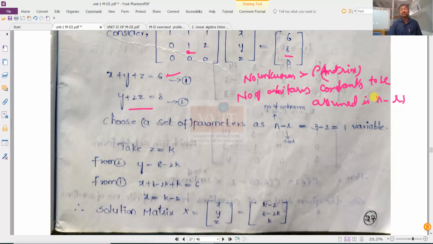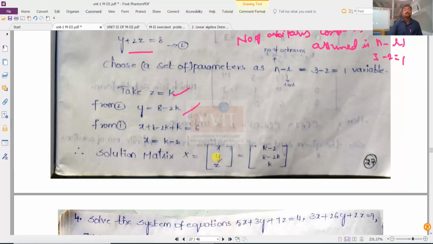So here the number of variables is 3, and the rank r is 2, so n minus r is 1. That means I need to assume one arbitrary constant. Let that arbitrary constant be k. So if I substitute in y plus 2k equals 8, then y equals 8 minus 2k.